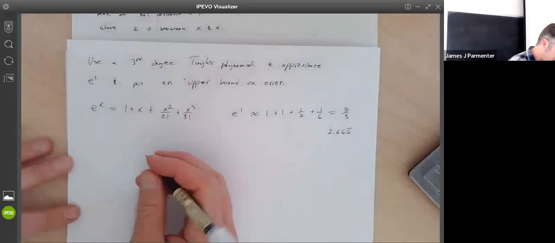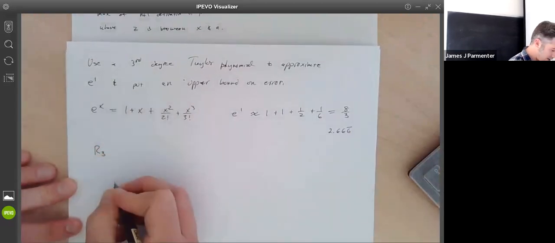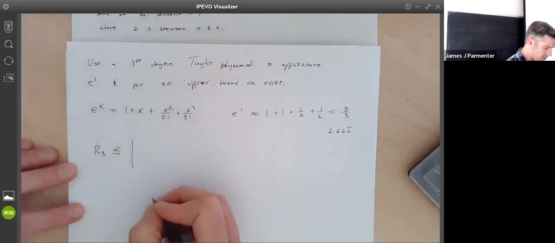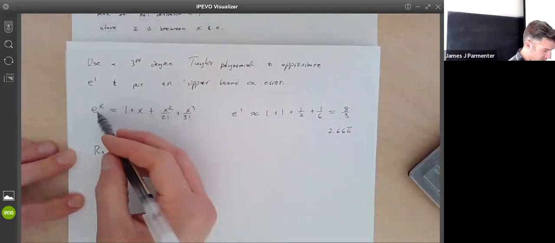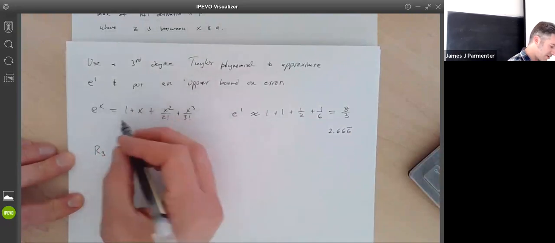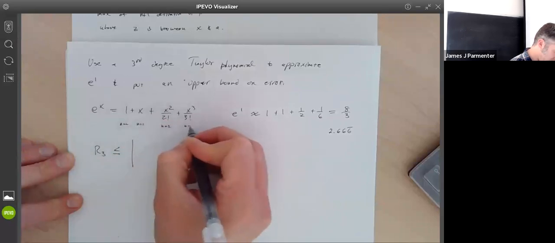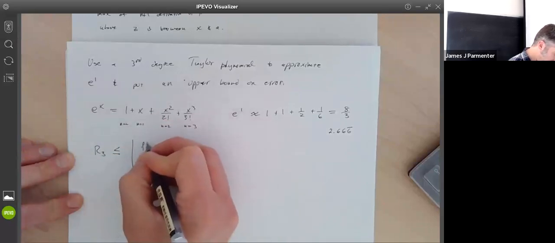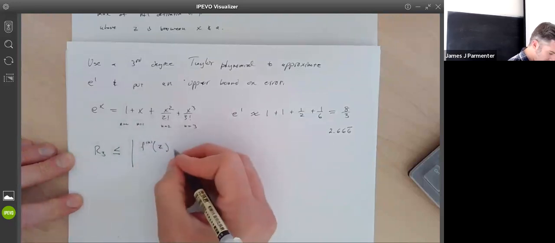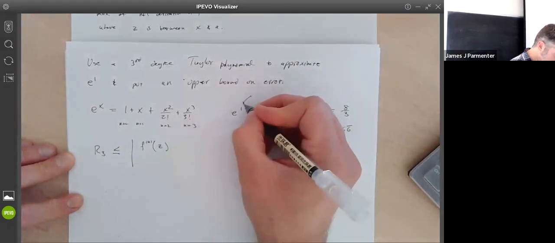Fine. But now let's talk about the error. So the remainder has to be less than or equal to the absolute value of the fourth derivative, sorry, this is n equals 0, n equals 1, n equals 2, n equals 3, of the fourth derivative of our function evaluated at z. Our x value, well, we're plugging in 1. That is your x value.